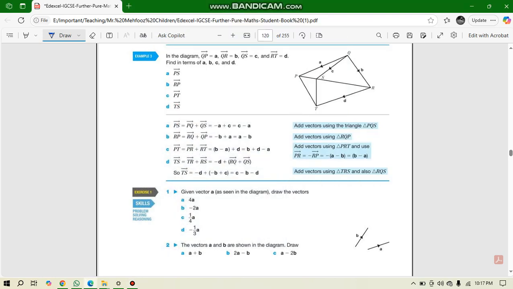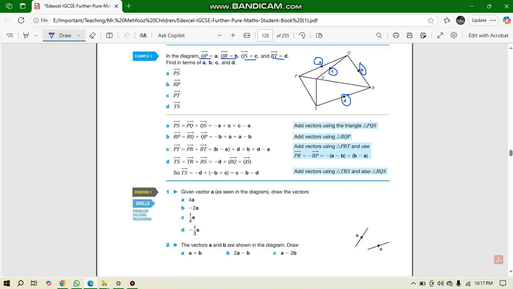Okay, next example is example 3. In this diagram, QP is vector A, QR is vector B, and QS is vector C, RT is D. As you can see in this diagram, PQ is not given, but QP is given, that is vector A, and also QR is given as vector B, RT is given as vector D, and QS, this till S, is given as the vector C.